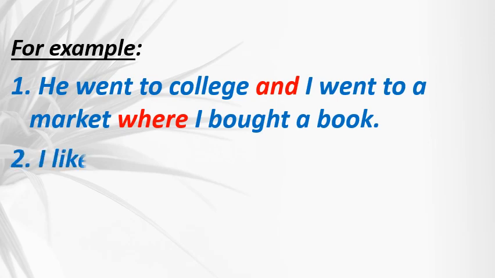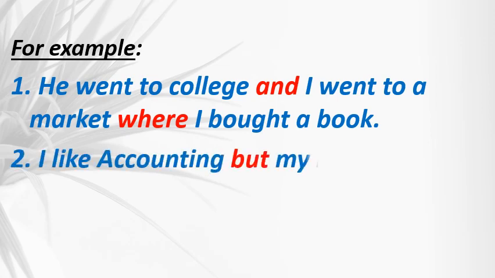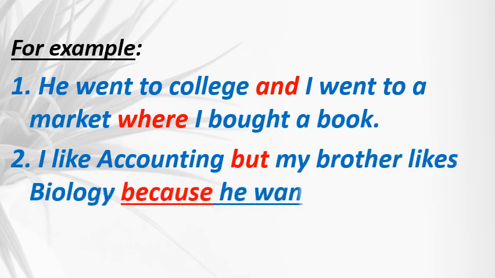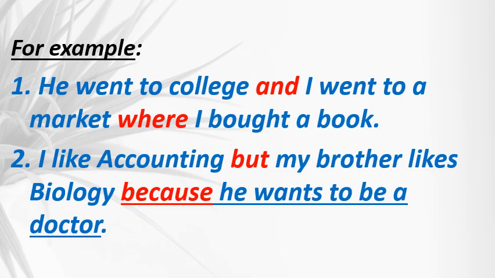Same with another example also. I like accounting, but my brother likes biology because he wants to be a doctor. So as you can see, in the same sentence, it consists of two independent clauses and one dependent clause. So that is why this sentence is considered a compound complex sentence.